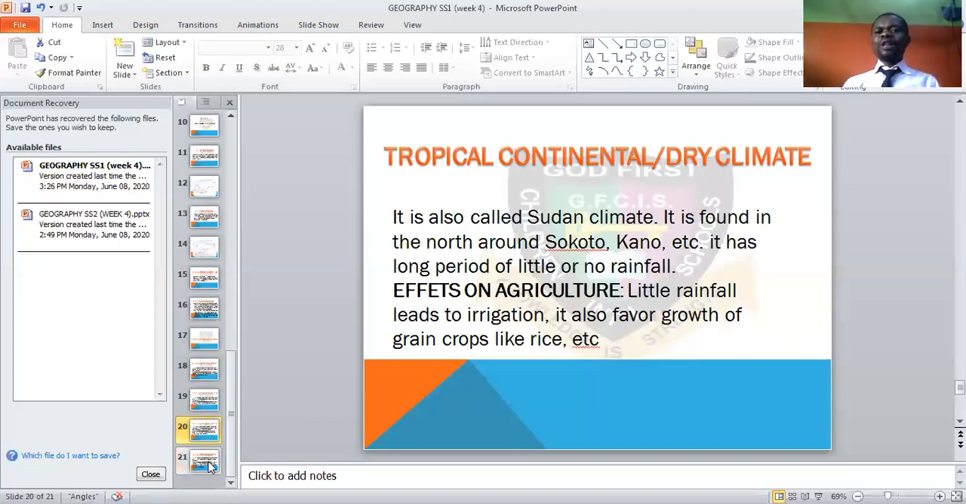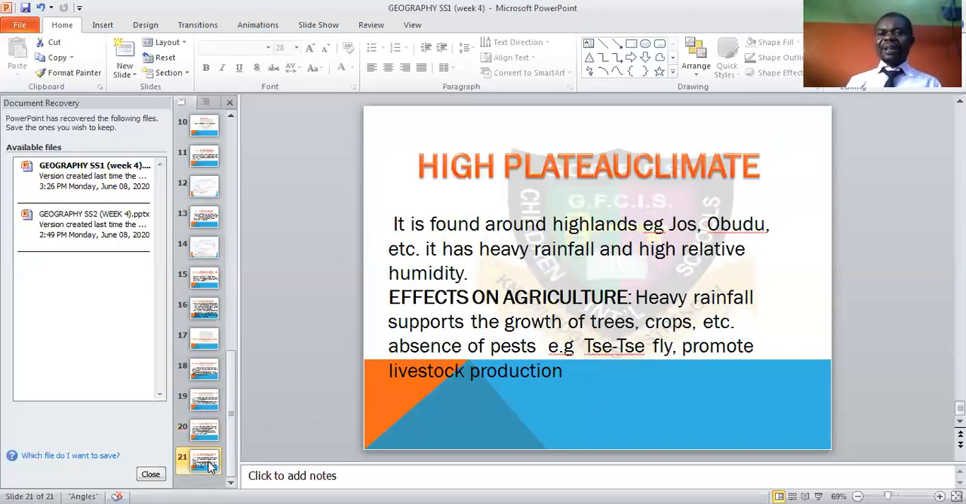Then lastly, we need to look at the high plateau climate. The high plateau climate is found around highlands like Jos, Obudu, and so on. It has heavy rainfall and high relative humidity. Its effect on agriculture is that it encourages the growth of trees because of the heavy rainfall and frost. Absence of pests like the tsetse fly promotes livestock production, because in a place where you have flies and other pests, they will kill animals. So the fly can kill animals very well.